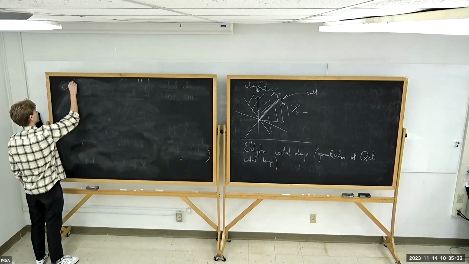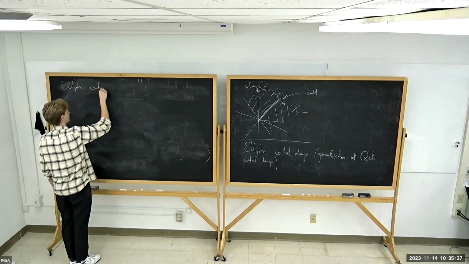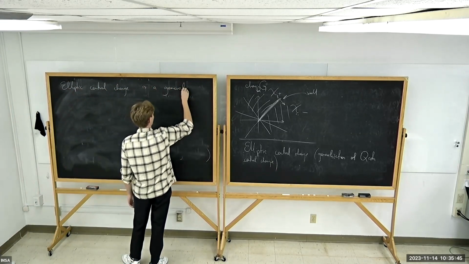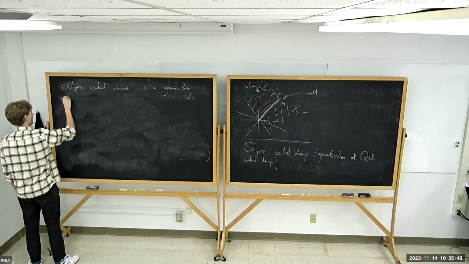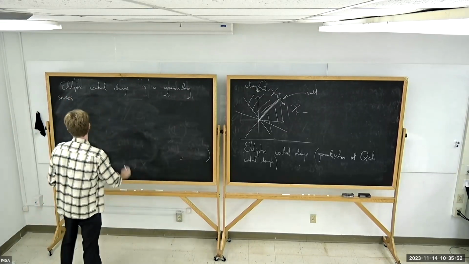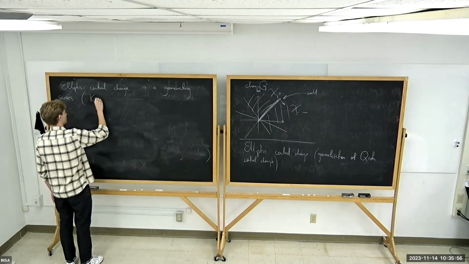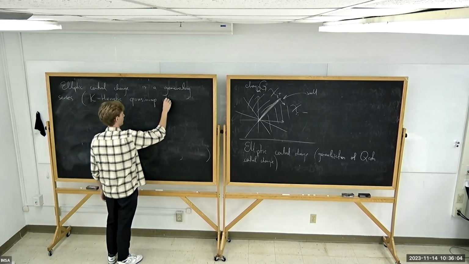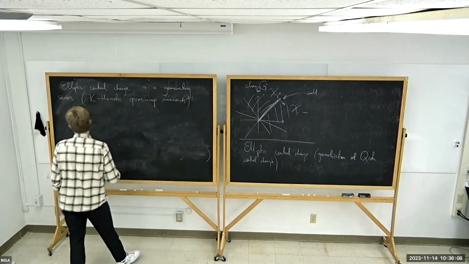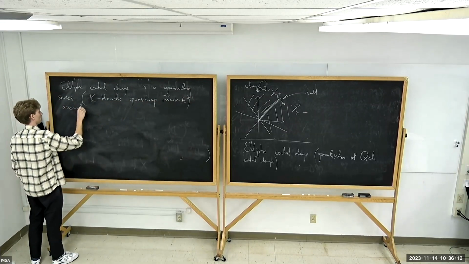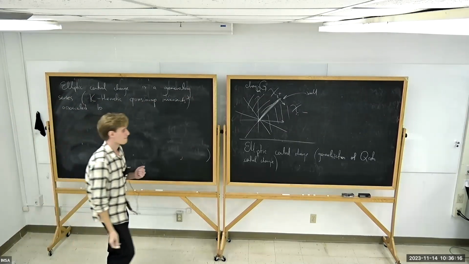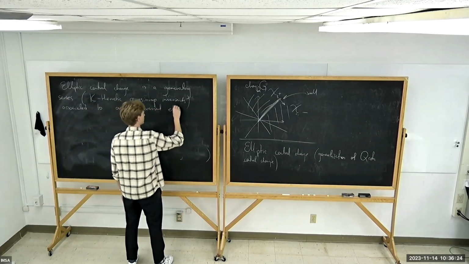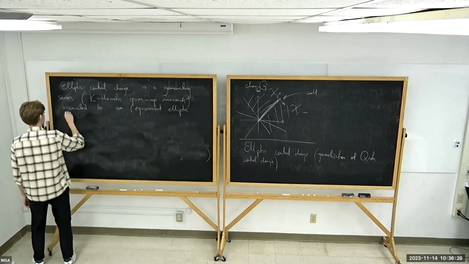In formula, this elliptic central charge is a generating series of enumerative invariants of X, and those enumerative invariants are going to be quasi-K-theoretic quasimap invariants associated to an equivariant elliptic cohomology class of X.